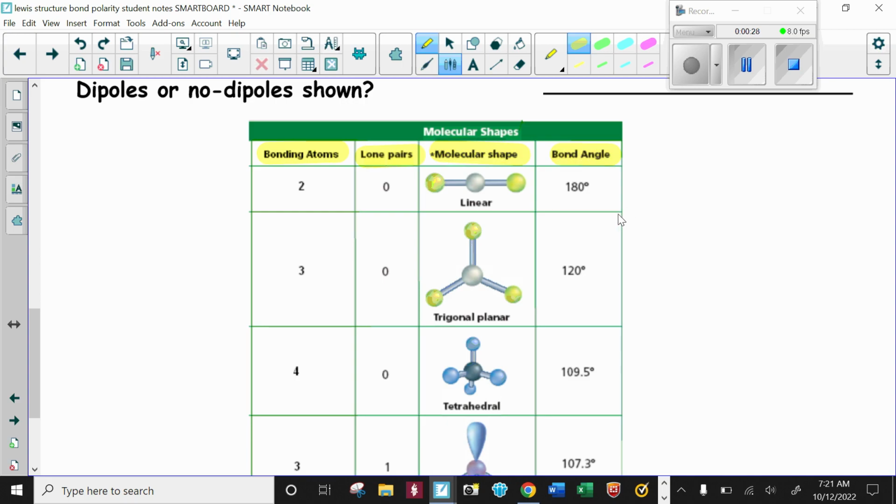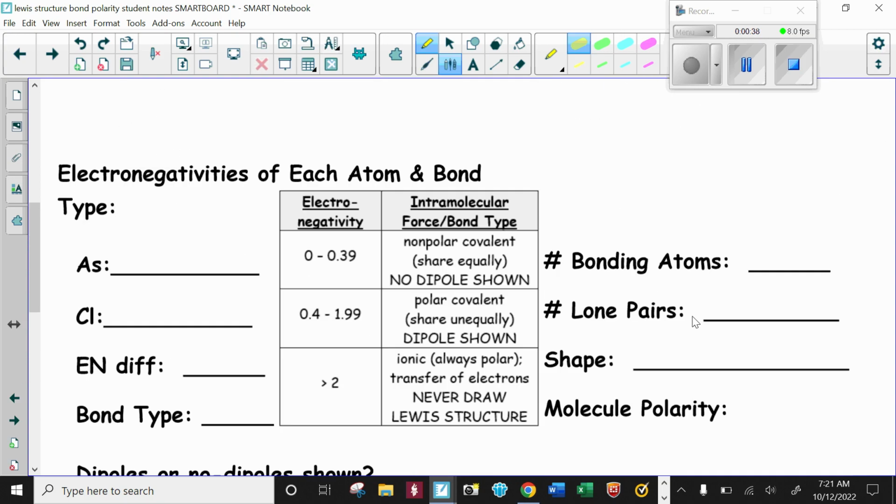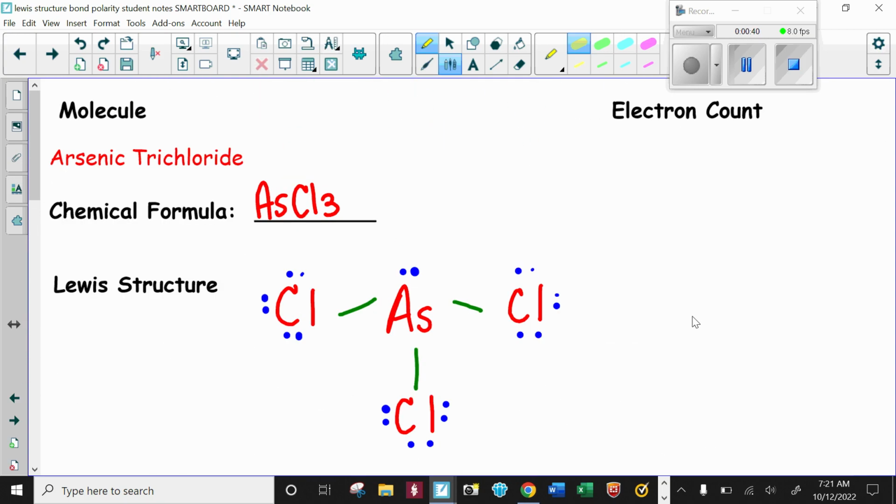We're going to be using the Lewis structures we have drawn in conjunction with this data table in order to identify what type of shape we would have if we actually built this model in a lab, which we are going to be doing. So the first thing we have to have is a correctly drawn Lewis structure, which we do. We see right here we have correctly drawn the AsCl3 or arsenic trichloride Lewis structure.